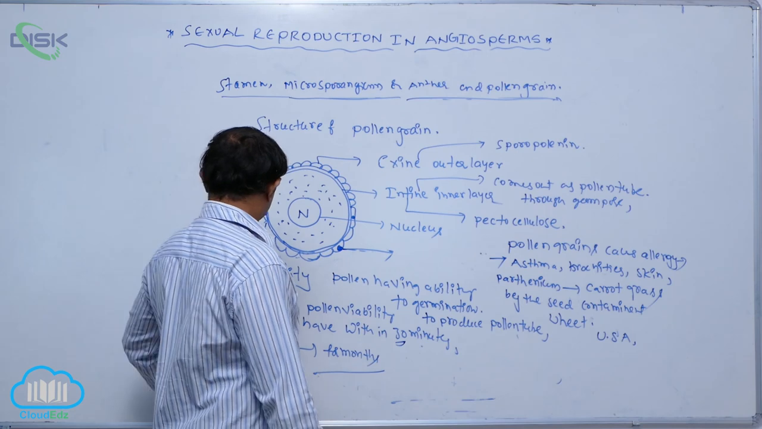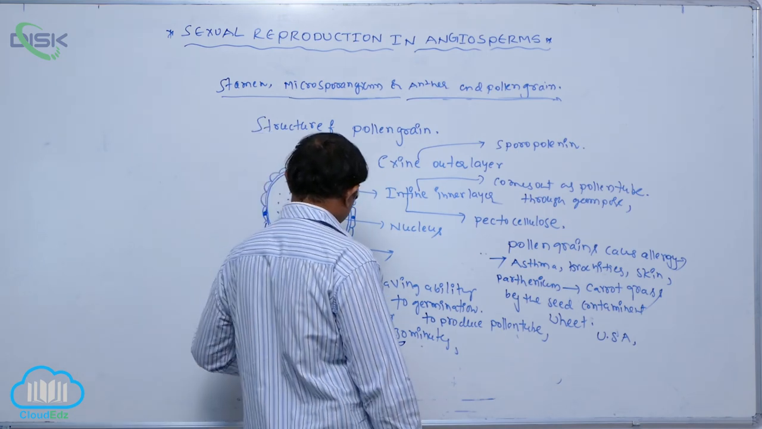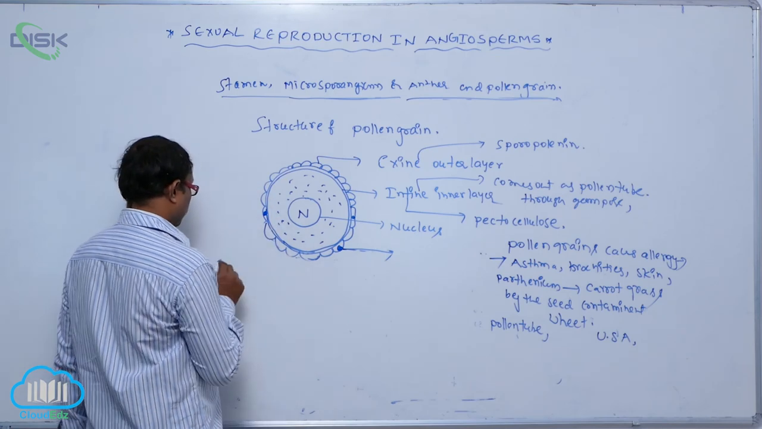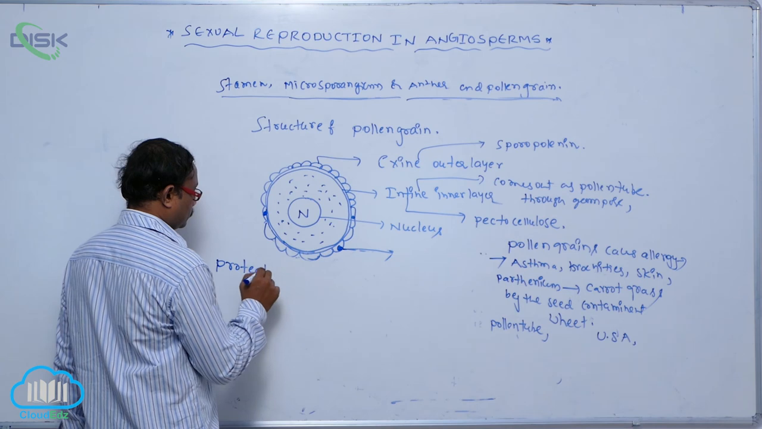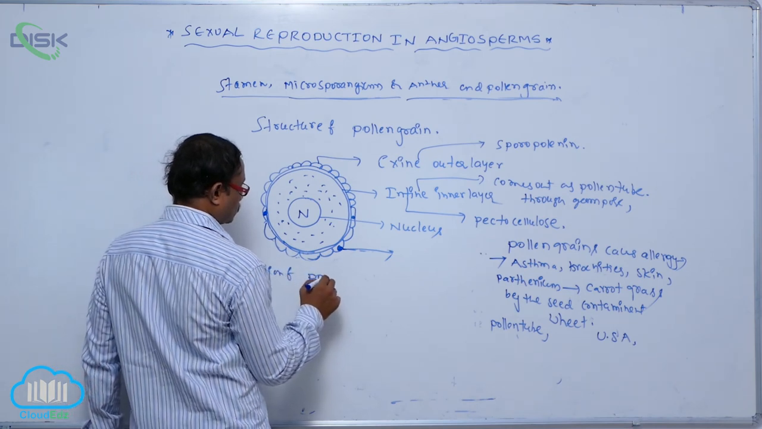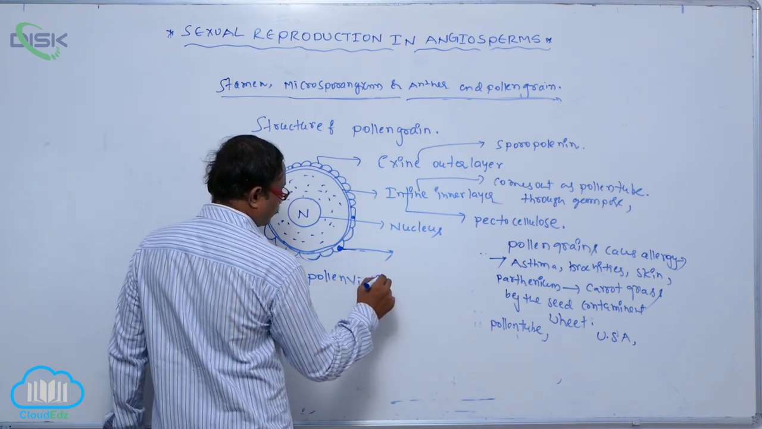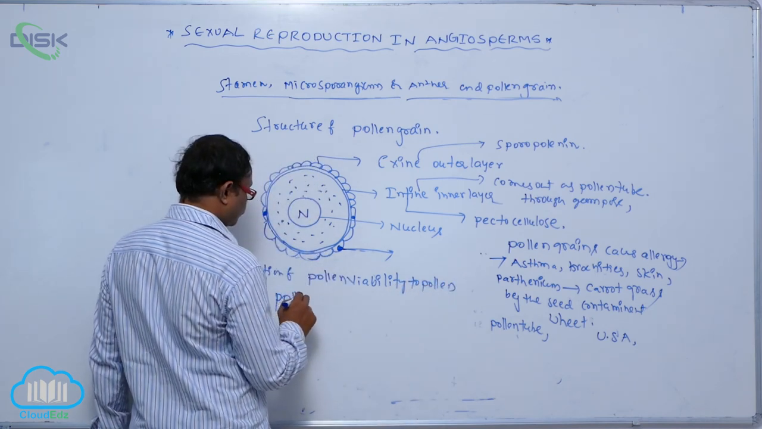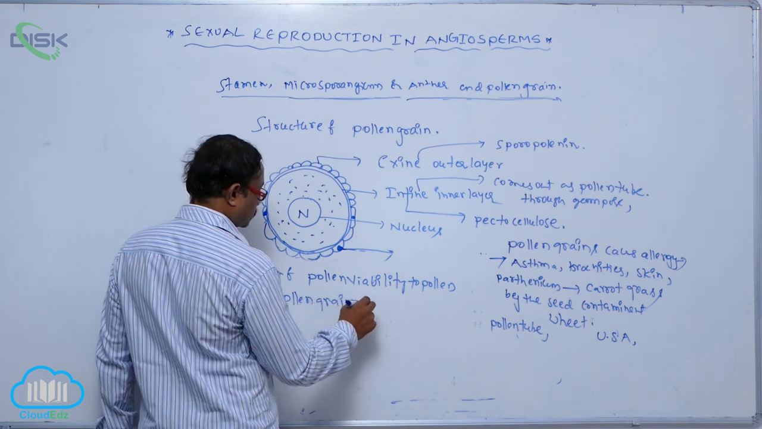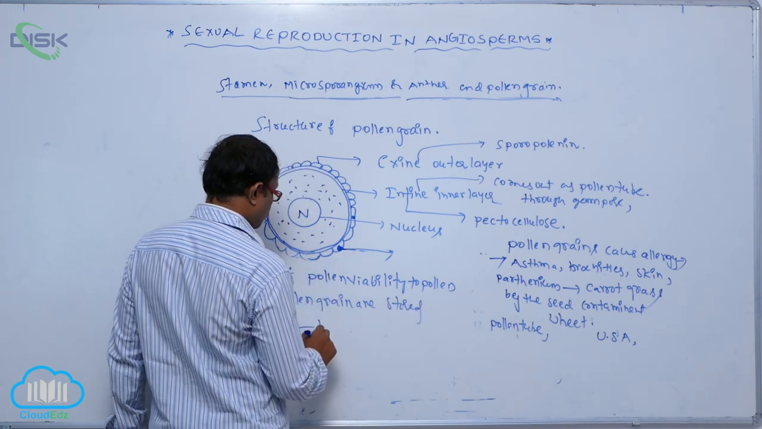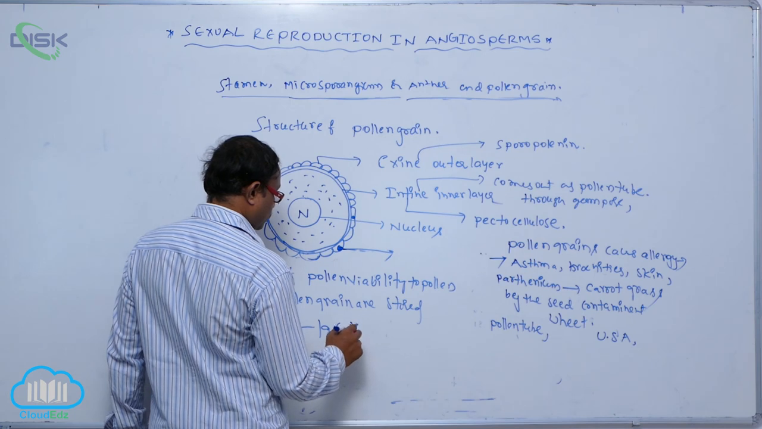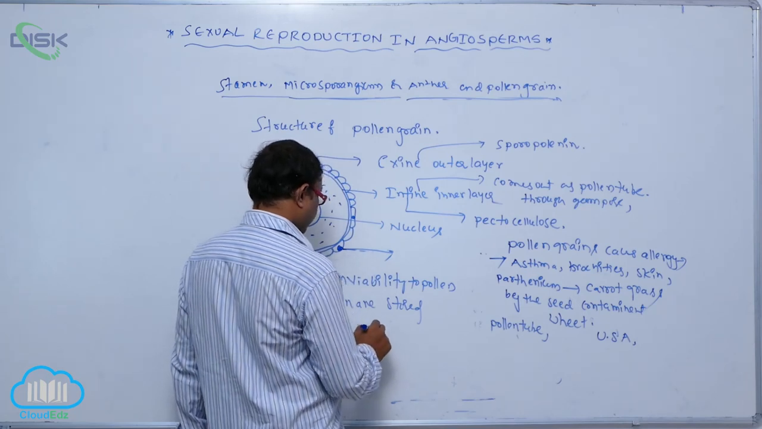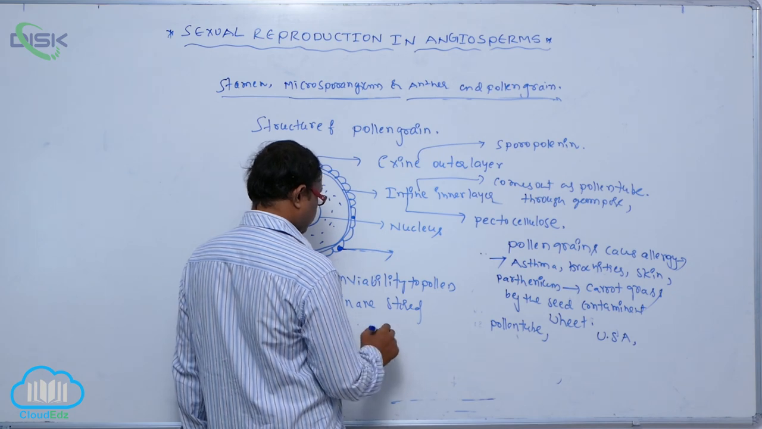After that, pollen having the ability to germinate for several days, for a long time. For protection of pollen viability, pollen grains are stored at -196 degrees in liquid nitrogen, -196 centigrade in liquid nitrogen.